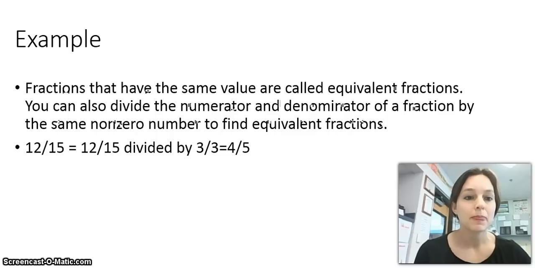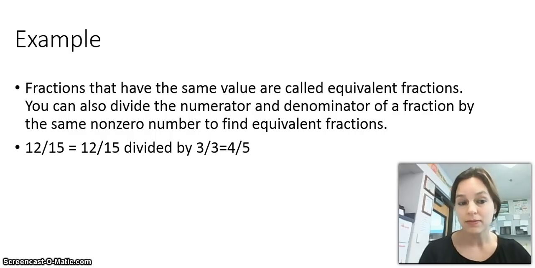Here's another example. Fractions that have the same value are called equivalent fractions. You can also divide the numerator and the denominator of a fraction by the same non-zero number to find the equivalent fraction. So 12/15 could be divided by 3. Here we see 12/15 divided by 3/3 equals 4/5, because 12 divided by 3 is 4 and 15 divided by 3 is 5.